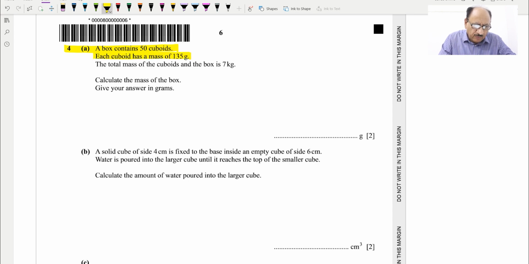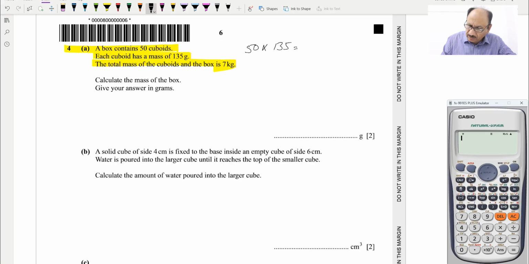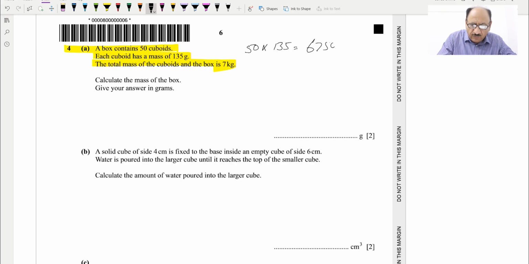Each cuboid has a mass of 135 grams. The total mass of the cuboids and the box is 7 kg. So only the cuboids will be weighing 50 into 135 grams. 50 multiplied by 135 will give us 6750 grams. And now this one is 7 kg, so we'll change it into grams.